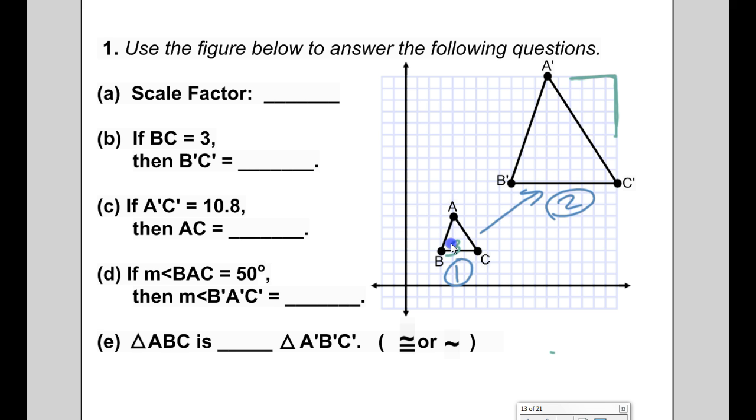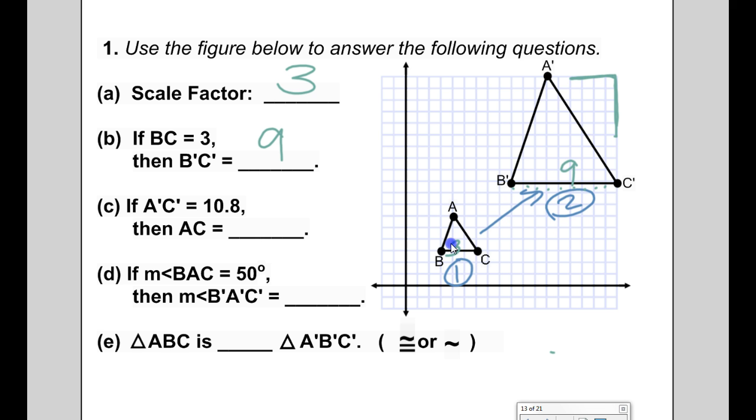So let's count B prime, C prime. Ready? 1, 2, 3, 4, 5, 6, 7, 8, 9. Okay. So what is the scale factor? Put the second over the first. 9 divided by 3. Scale factor is 3. How long is B prime, C prime? We counted it. Julius, how long is B prime, C prime? 9.